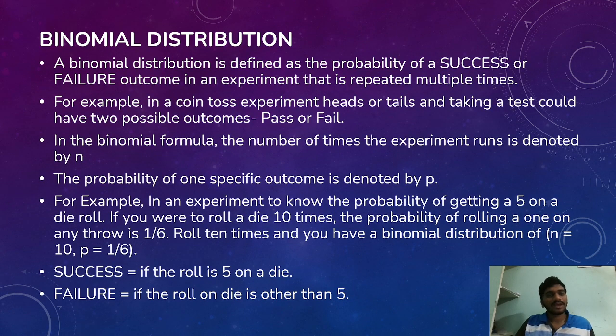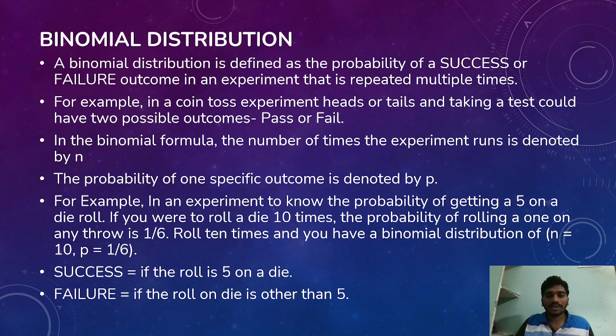Binomial distribution. A binomial distribution is defined as the probability of a success or failure outcome in an experiment that is repeated multiple times. For example, in a coin toss experiment, heads or tails, and taking a test could have two possible outcomes, either pass or fail.